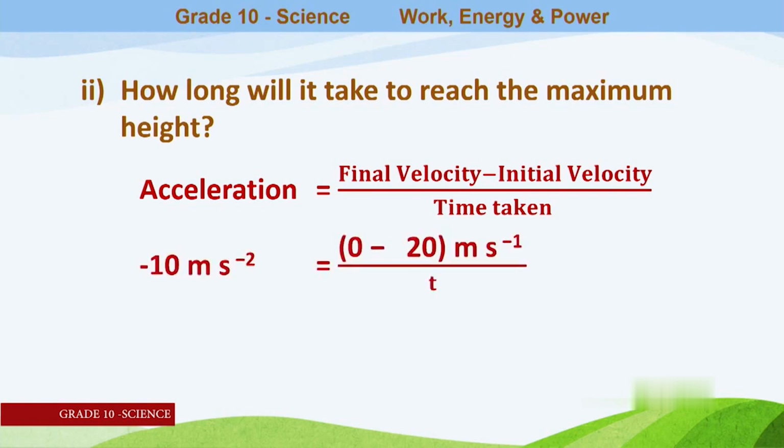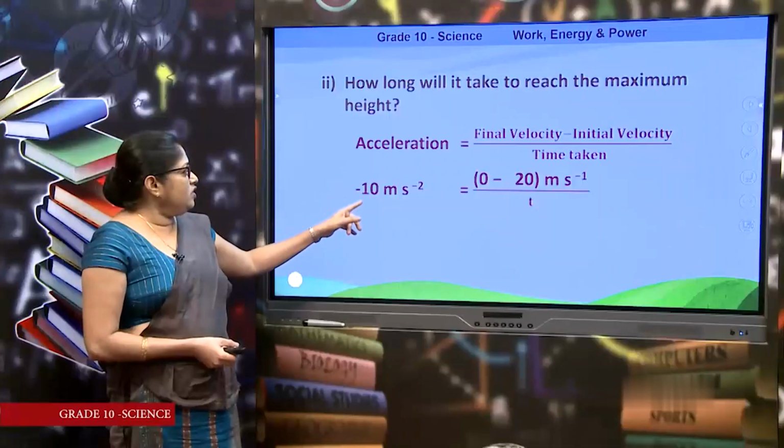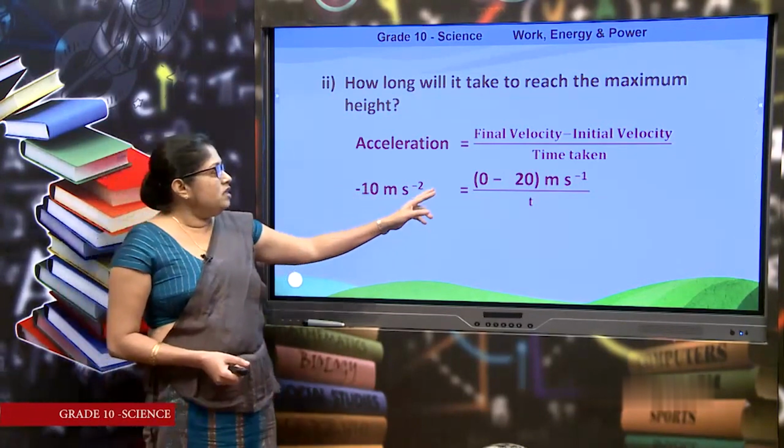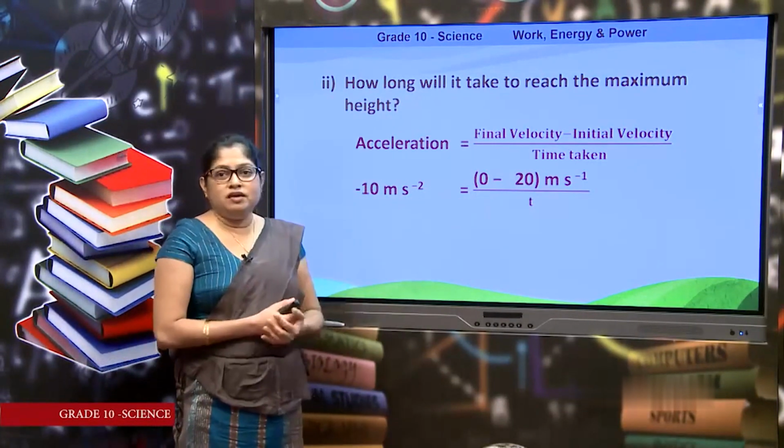So this is projecting vertically upwards. So final velocity is 0 and initial velocity is given in the sum as 20 meters per second. And since it is projecting vertically upwards, it is travelling against the gravity. So it is not an acceleration. Velocity of the object reduces gradually. So it is deceleration. Because of that, we put minus value here. So acceleration is minus here, minus 10 meters per square second equals 0 minus 20 divided by time taken.